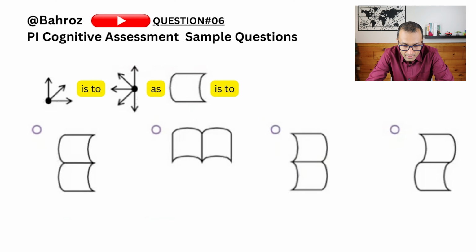Question number 26. Here the arrows get flipped to the left side, and then there's a mirror image downwards. So that is what we will do to our shape. We will flip it to the left side, which is only happening in option C and D, and then we will create a mirror image at the bottom, which is only option C. So C is the answer.